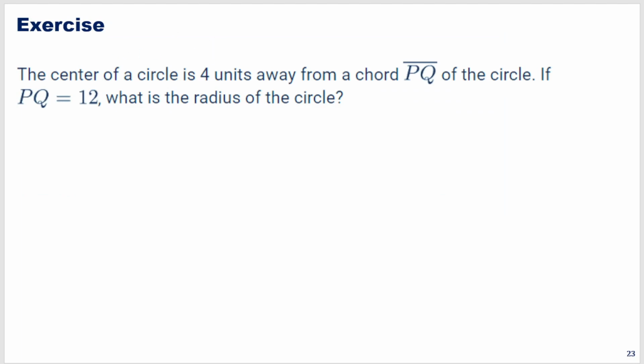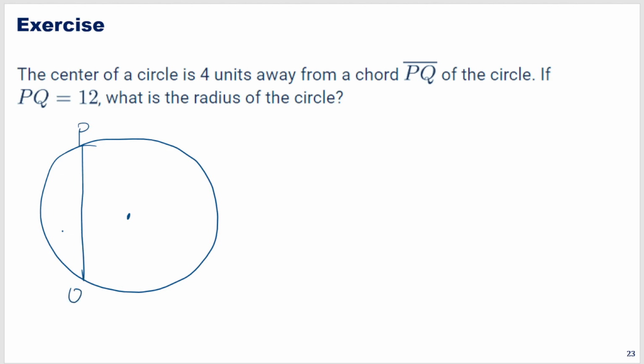Alright, then let's have a look at a quick quiz. It tells you the center of a circle is 4 units away from a chord of the circle. If PQ is 12, what is the radius of the circle? So suppose we have a circle. The center of the circle is 4 units away from a chord PQ. Let's say this is PQ, and we know this length is 4, right? And we know PQ is 12. What is the radius of the circle?